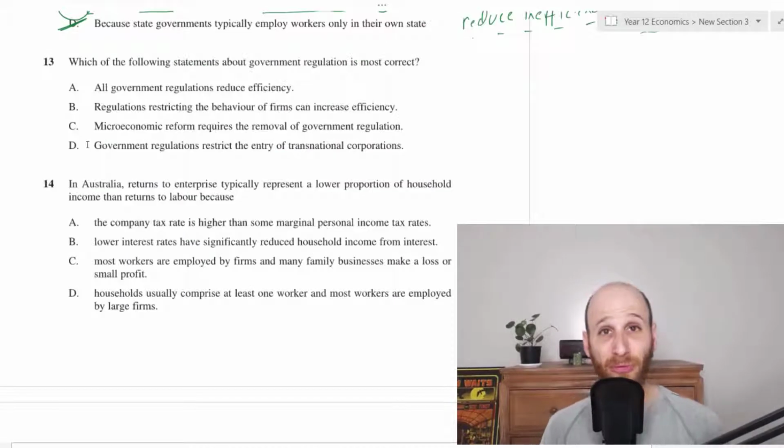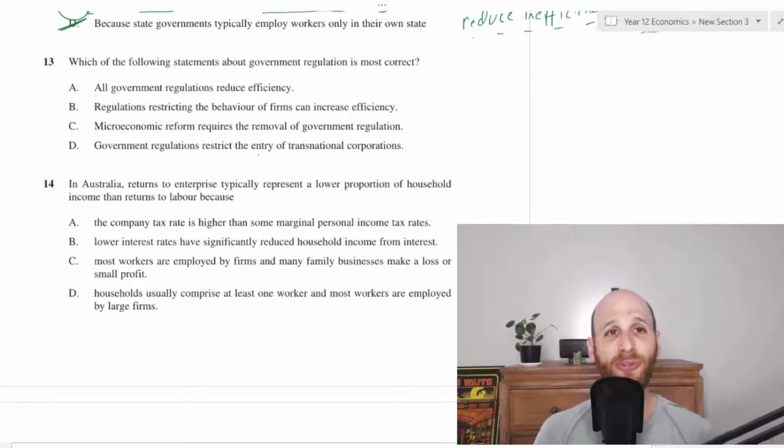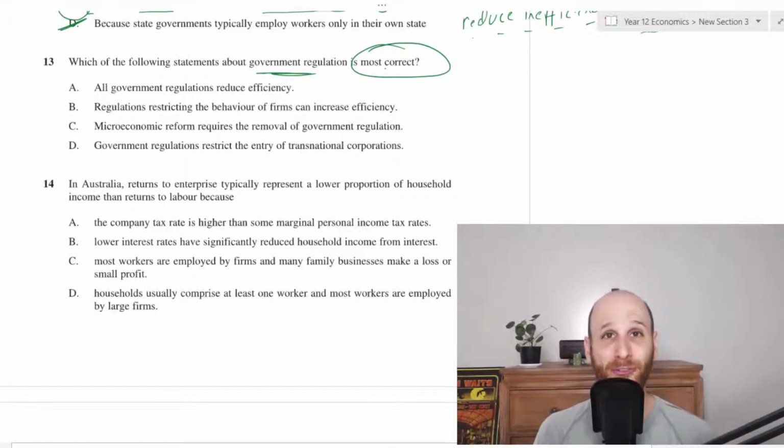Okay, now we move to question 13. Question 13 says, which of the following statements about government regulation is most correct? A, all government regulations reduce efficiency. That's not true, because some regulations can actually improve efficiency. Indeed, that is the point of microeconomic reform.